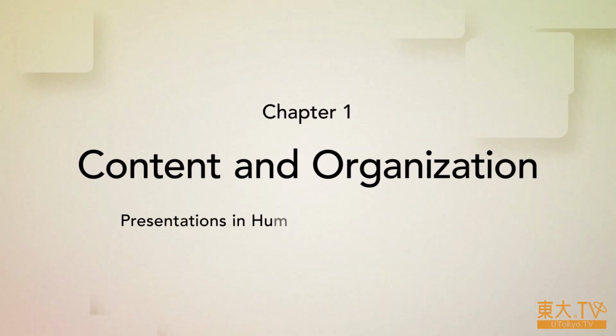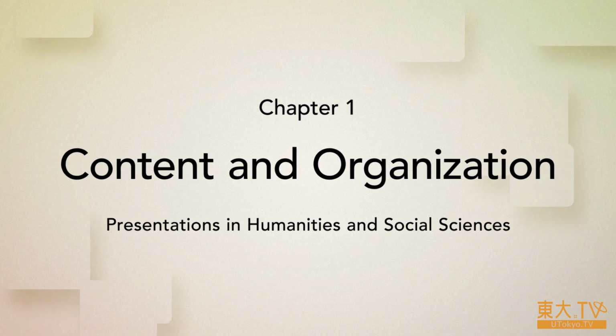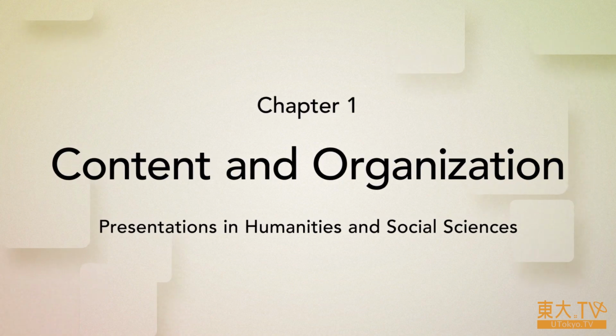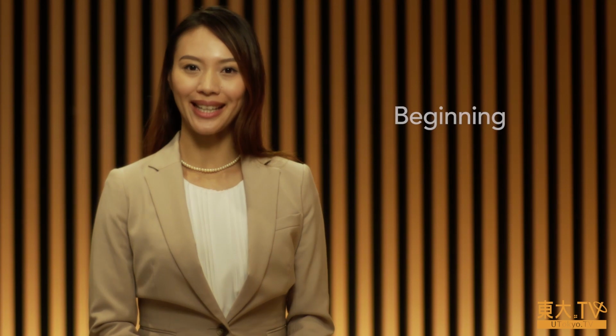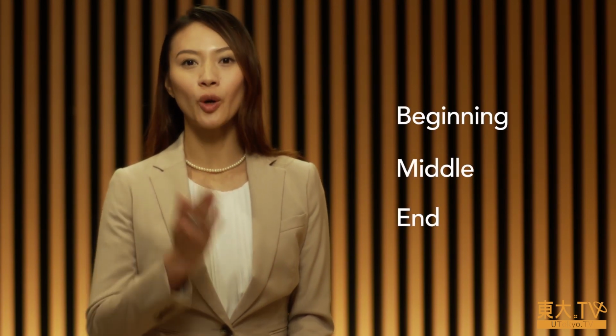Chapter 1: Content and Organization for Presentations in Humanities and Social Sciences. Papers in the humanities and social sciences cover a wide range of academic styles, but they all have one thing in common. They will all have a beginning, middle, and end. So will your presentation.